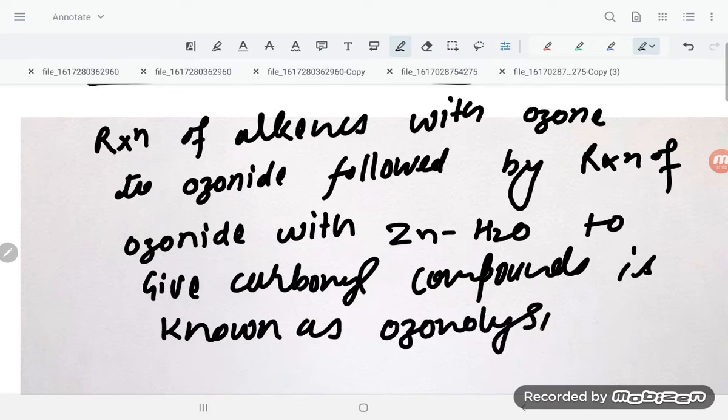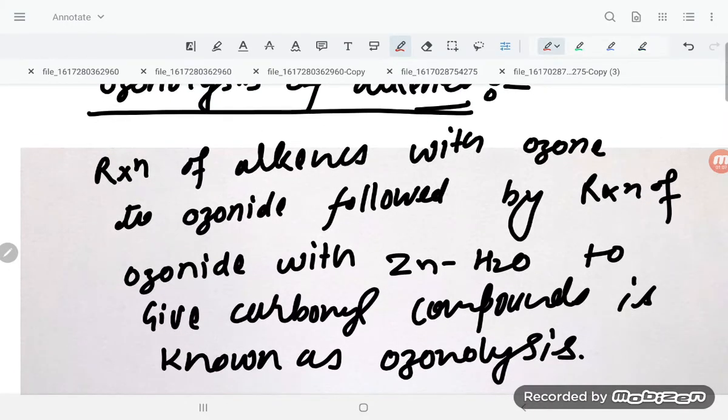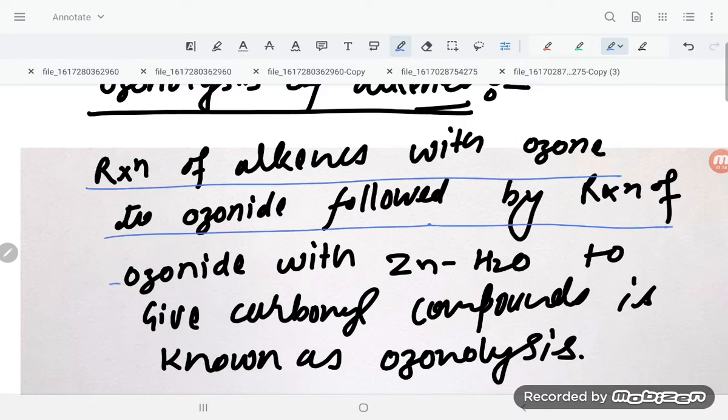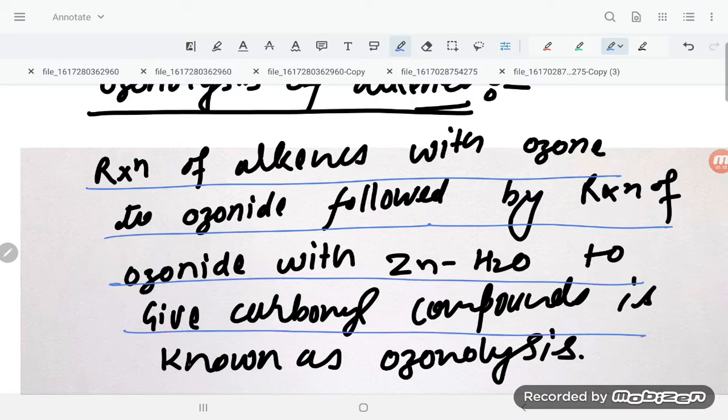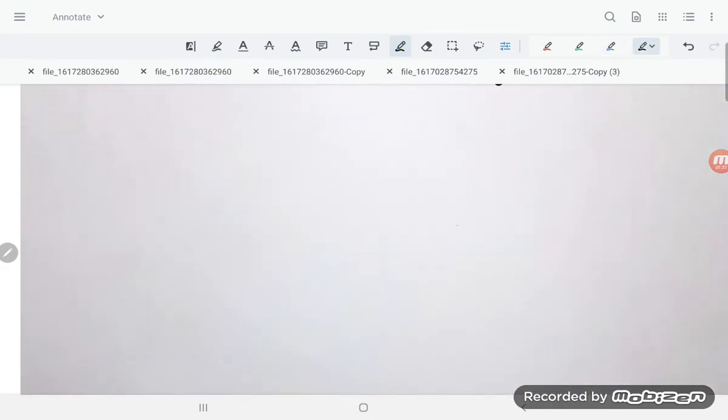So you have to keep in mind what the meaning of ozonolysis is, students. It is the reaction of alkene with ozone to give ozonide, followed by reaction of ozonide with zinc and H2O to give a carbonyl compound. That is known as ozonolysis. So let us have a look over the reactions, students, for better understanding.